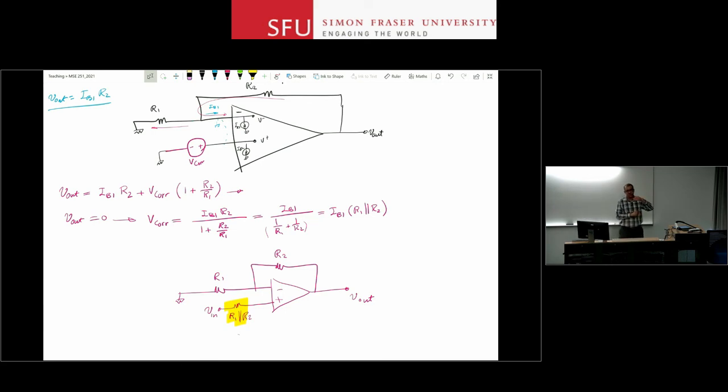So if you have plus and minus 5, maybe the output voltage is limited to plus or minus 4.5 or something like that. And that's a limitation that you have to keep in mind: what is the dynamic range at the output? What are the requirements? Can I get that with the op-amp that I have? Do I need an extra, let's say, half a volt or so?